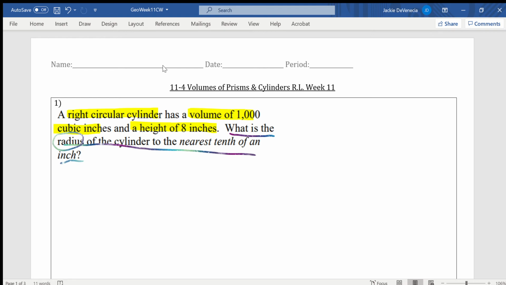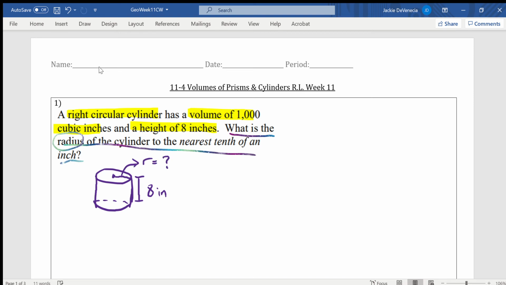Okay, so let's actually draw out what they're trying to ask us to do. Now, you don't have to be the best drawer or artist, but it helps to actually put into pictures what you're trying to do in the problem. So there's my cylinder. Now the total volume is 1,000 and it has a height of 8 inches. 8 inches is how tall it is. And now it has a radius of, well, we don't know what the radius is. That's what we're looking for.